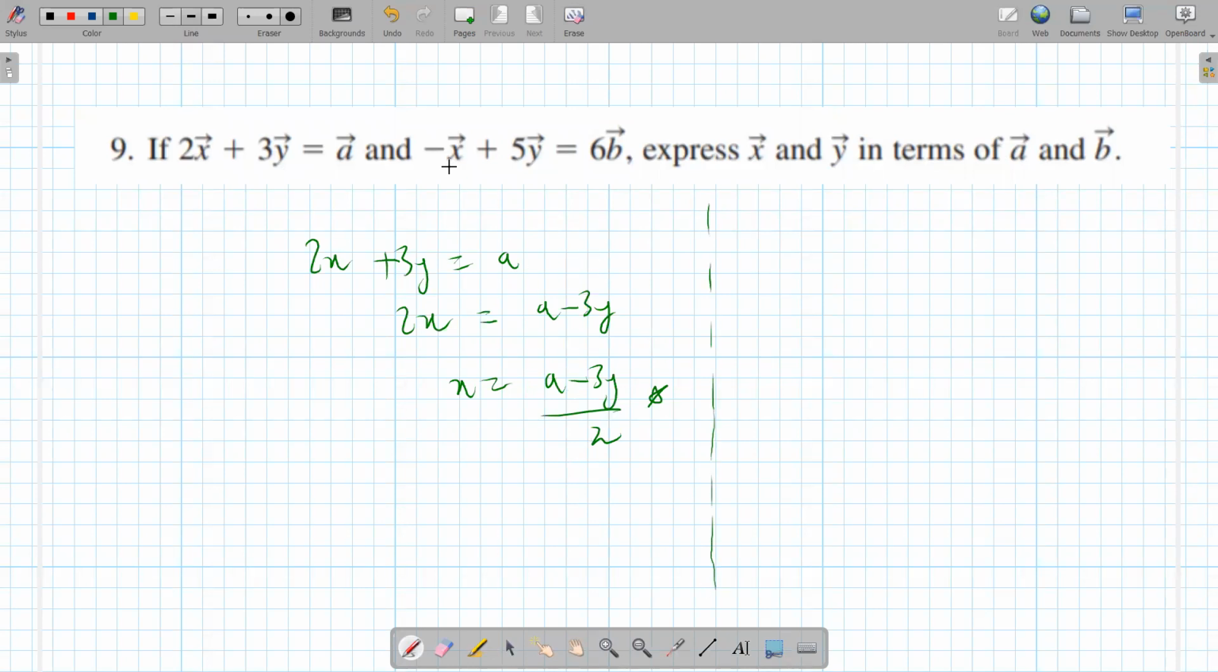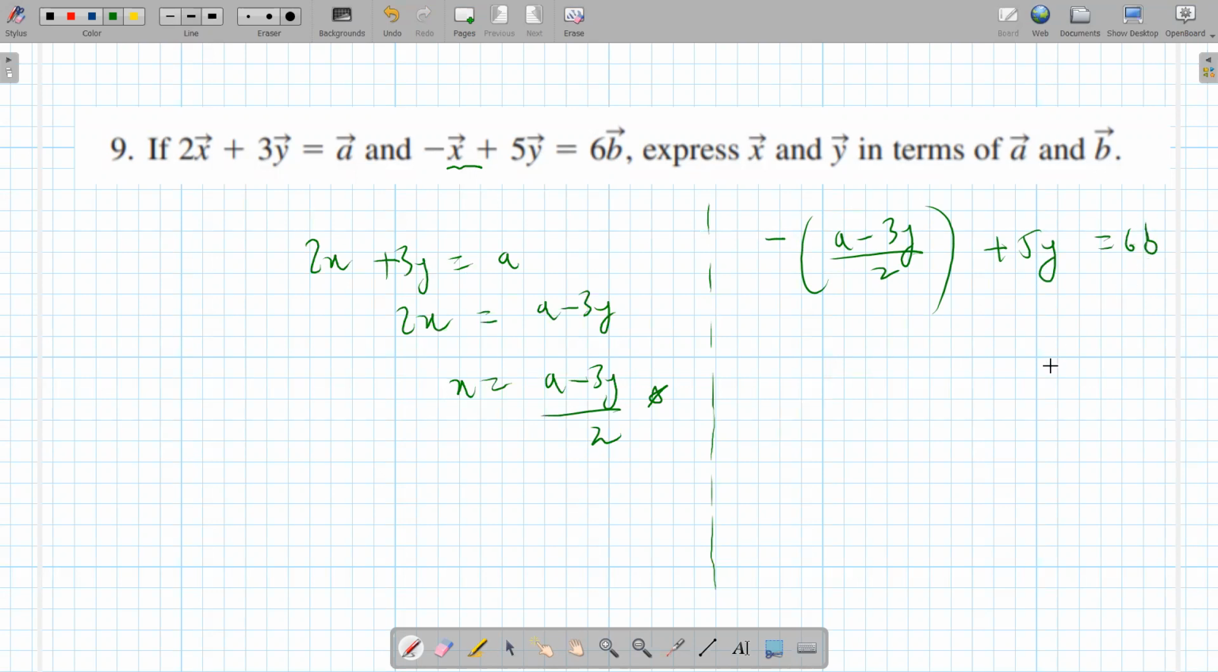Yeah, so you see this x, we're gonna plug this in there as x, okay? Let's try that. Why do we do that though? To eliminate one of the variables. So there we will no longer have an x. Right here, look at this. Now I'm gonna replace this x with what x is from the first equation. Then you get minus a minus 3y over 2, plus 5y, equals 6b.